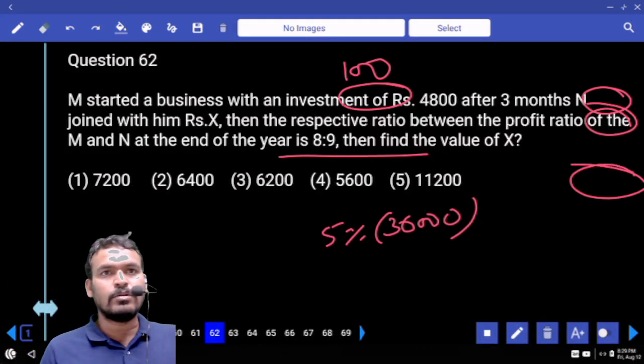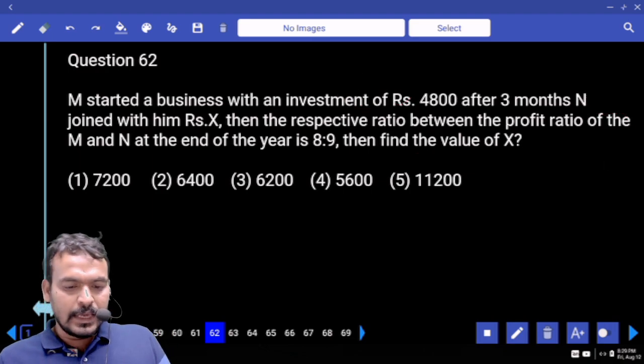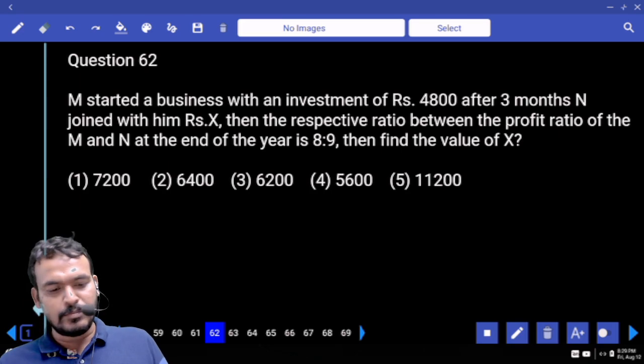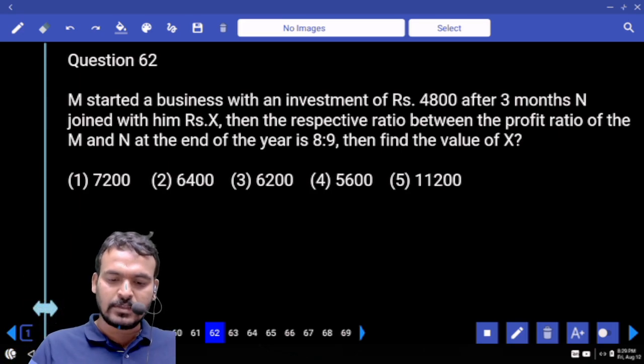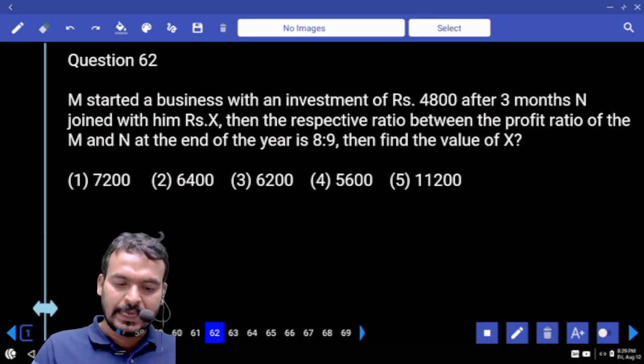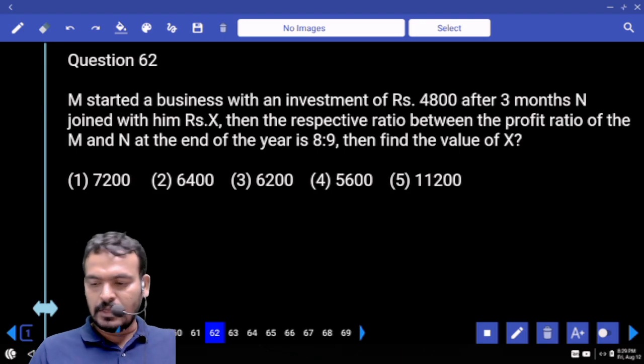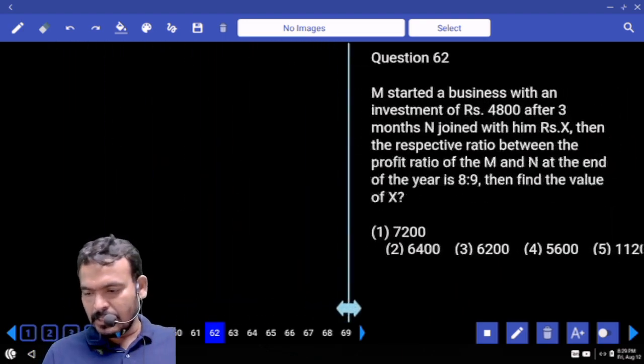Next, question 62. M started a business with an investment of 4,800. After 3 months, N joined with him with X rupees. The profit ratio of M and N at the end of the year is 8:9. Then find the value of X.